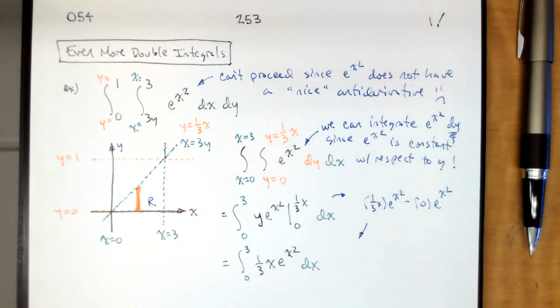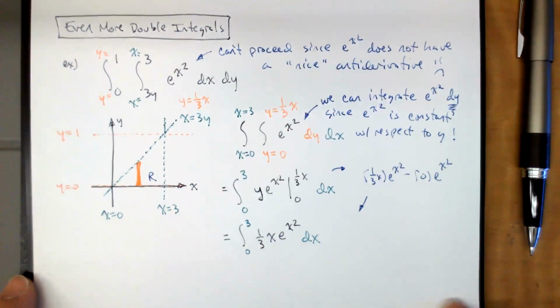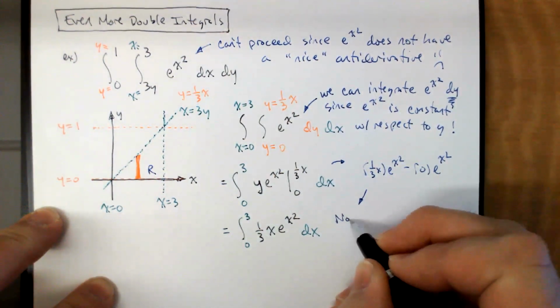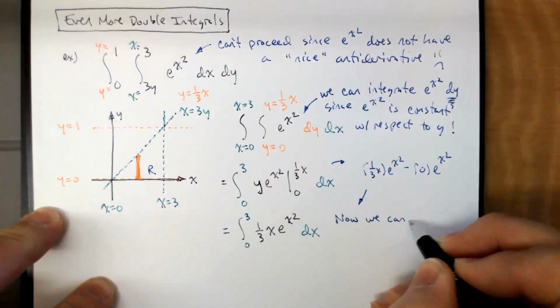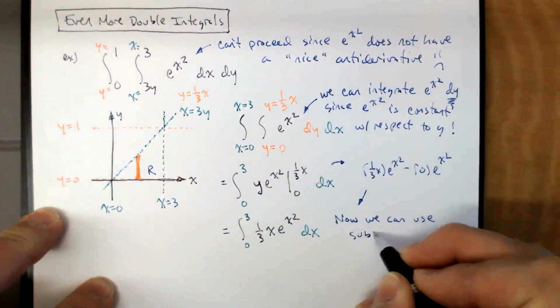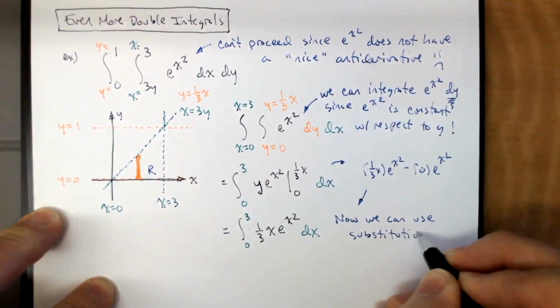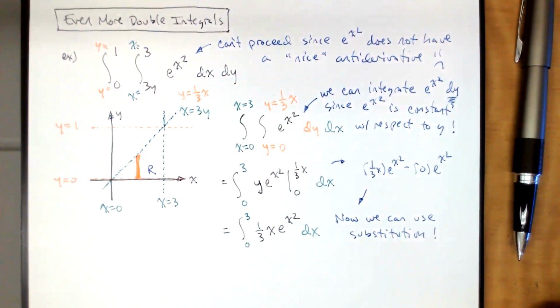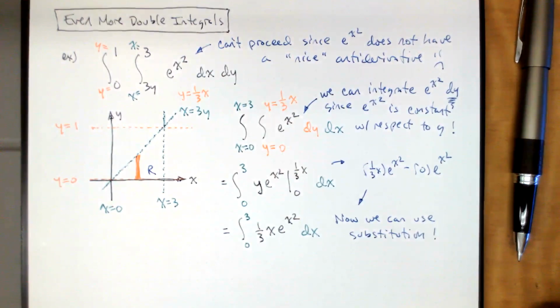Now we have to integrate with respect to x, but look at how convenient this is. We get a 1/3 x e to the x squared. We can integrate that by substitution. So now we can integrate by substitution. w will equal x squared. dw will be 2x dx, so we'll get a 1/2 dw is x dx.